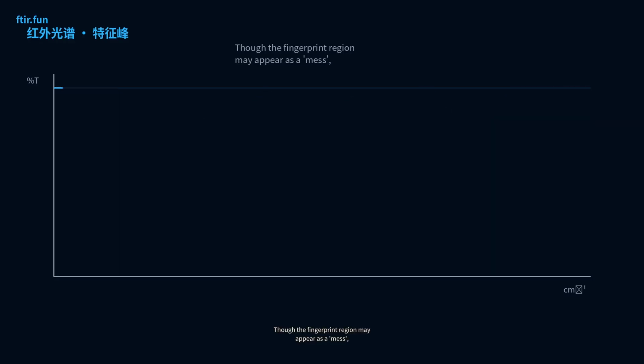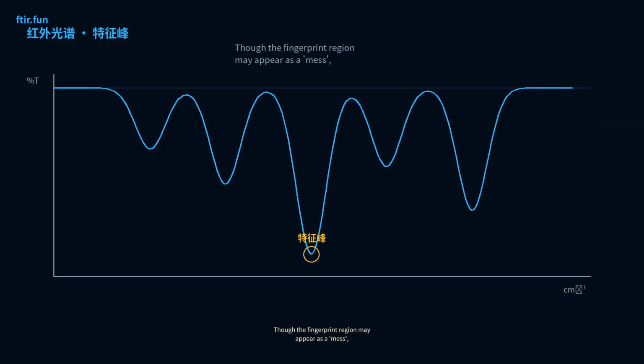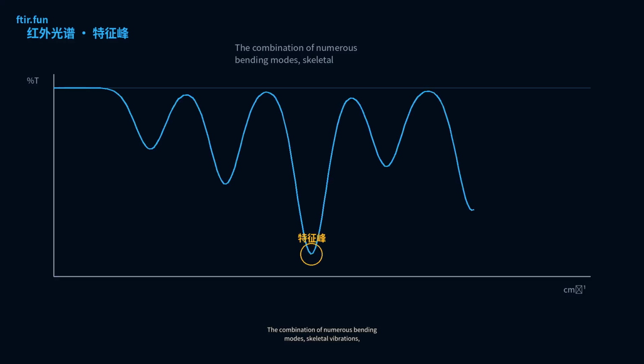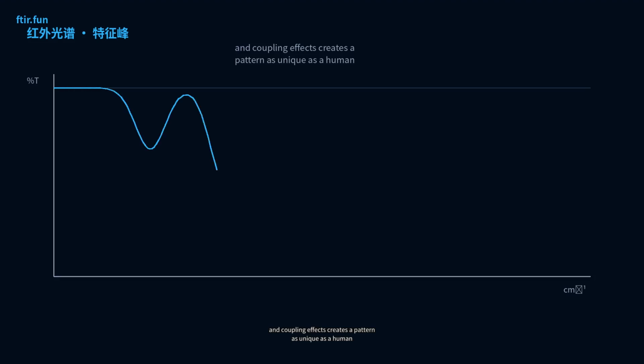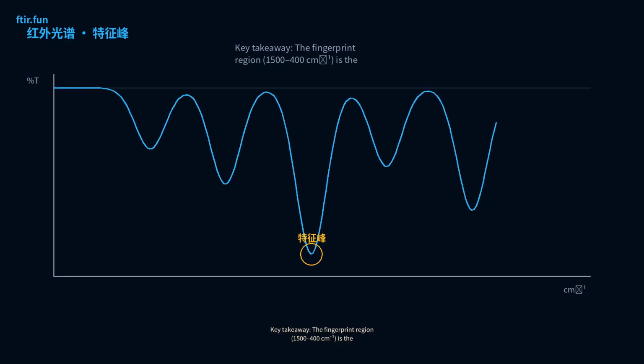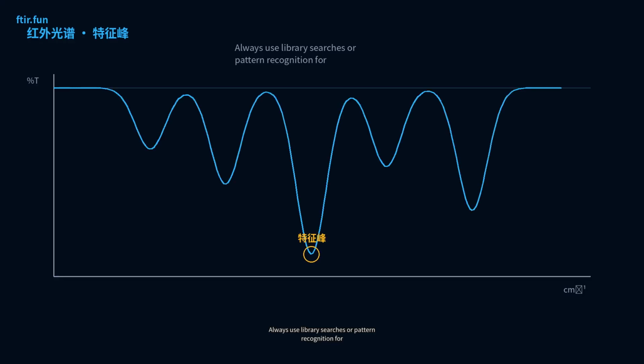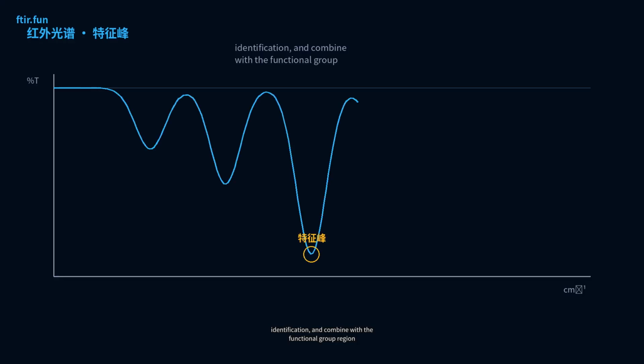Next, conclusion. Though the fingerprint region may appear as a mess, it is precisely this complexity that makes it the most powerful and unique identifier of molecular structure. The combination of numerous bending modes, skeletal vibrations, and coupling effects creates a pattern as unique as a human fingerprint. TLDR: the fingerprint region, 1,500 to 400 centimeters, is the most structure-sensitive part of the IR spectrum. Always use library searches or pattern recognition for identification, and combine with the functional group region for comprehensive analysis.